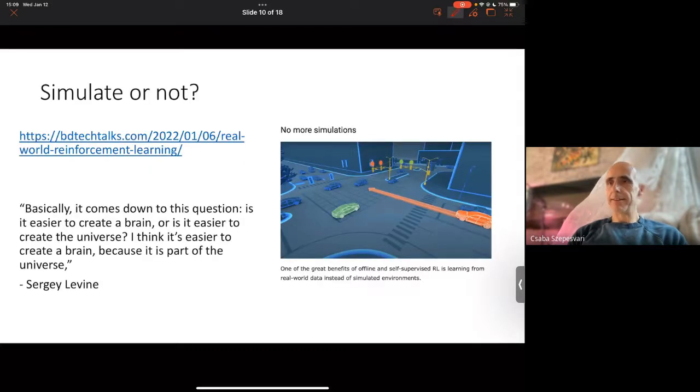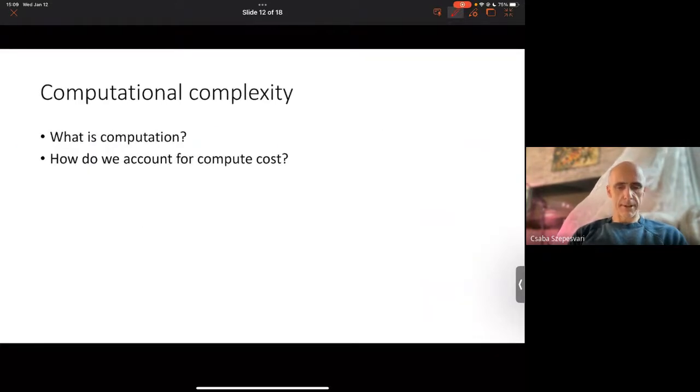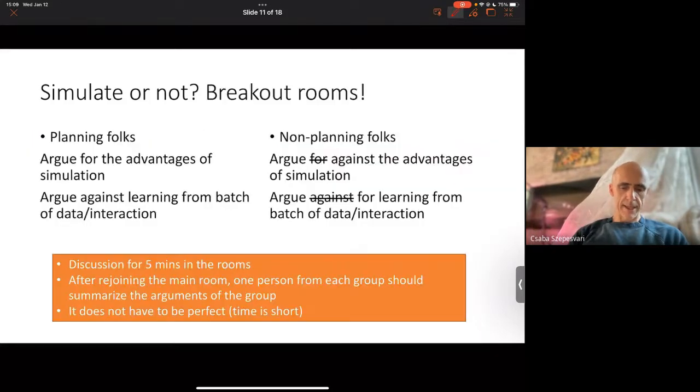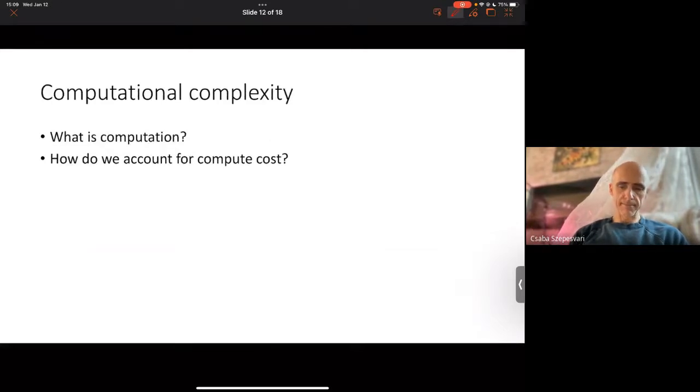Discussion. We do have a bunch of points. There is the simulator point that I brought up last time, but we can postpone it. You can think a little bit more about it. I think eventually we need to discuss this. I thought the structure should be some breakout rooms. Another discussion point would be computational complexity.